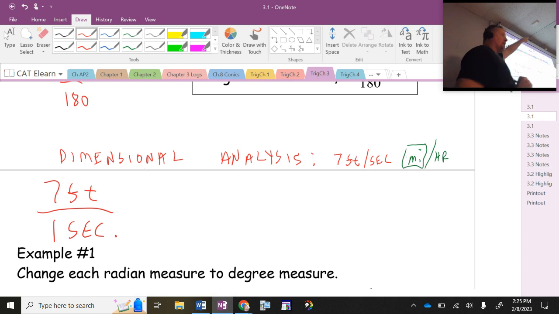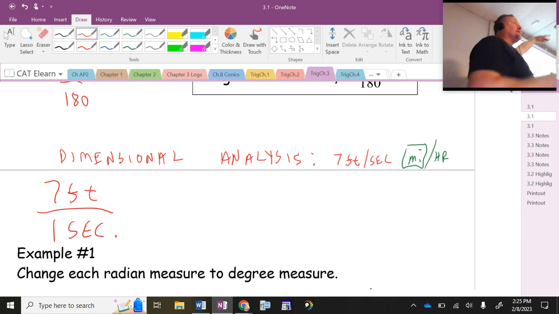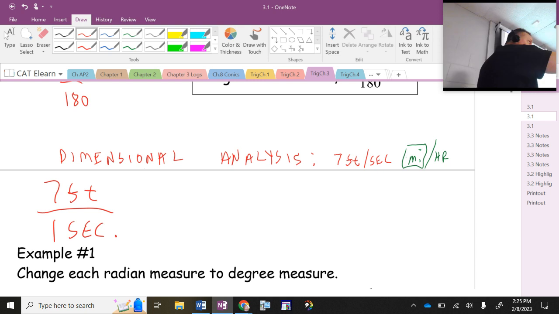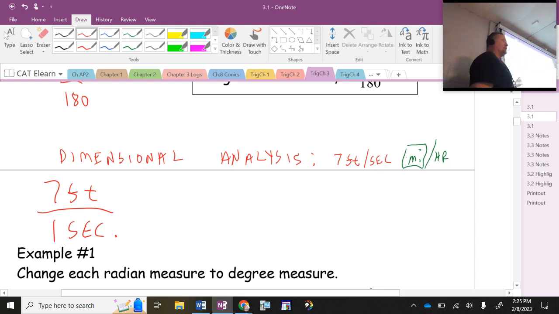Why am I doing this? Because of our conversions from radians to degrees and degrees to radians. It essentially is dimensional analysis. And another thing, you are literally going to have to do dimensional analysis in the later sections in this chapter. So this is coming up.